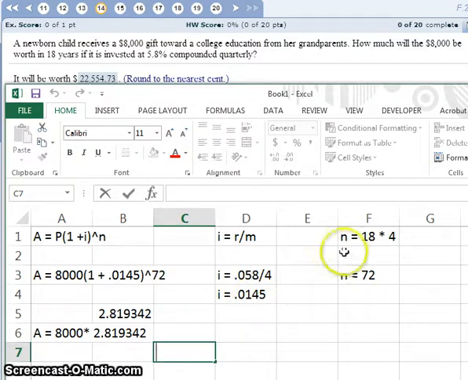And then N, the total number of times interest is compounded. We have 18 years, and again, quarterly is 4 times a year, so that's 72 times total. So plug those values in here for I and N, and the original principal was $8,000. Solve the part in parentheses, raise to the exponent first, and now you have these two numbers multiplied together to give you the total amount.